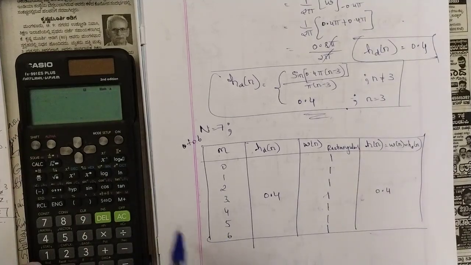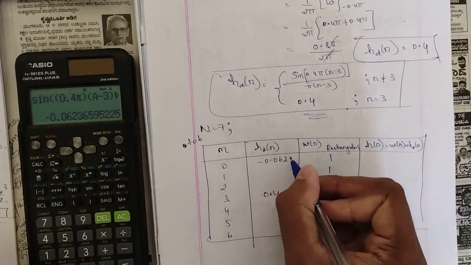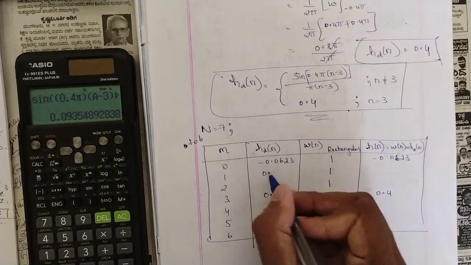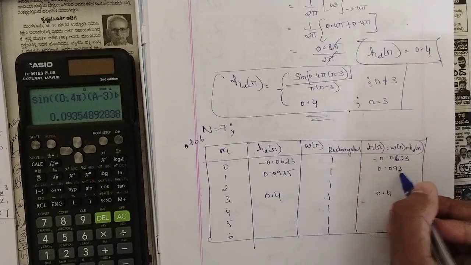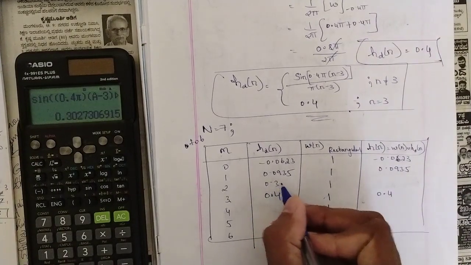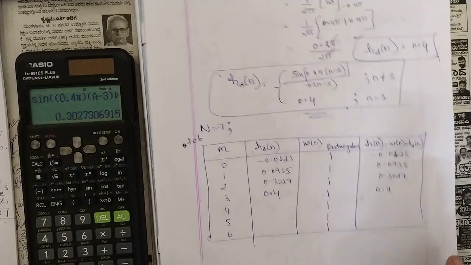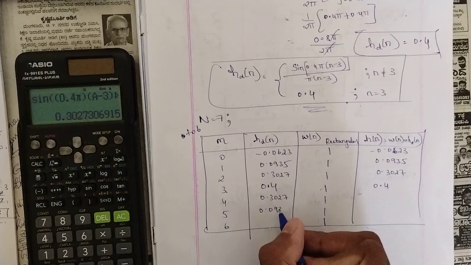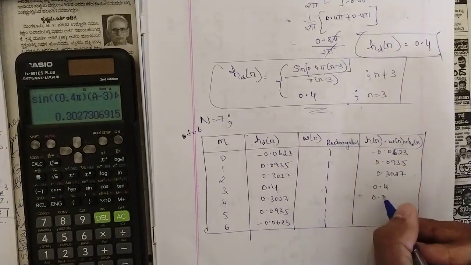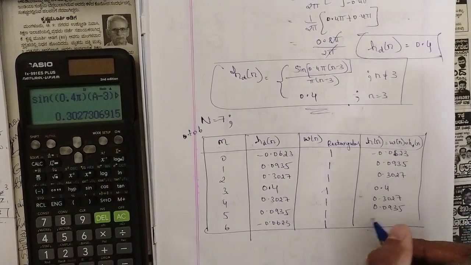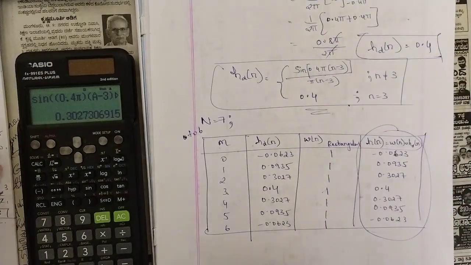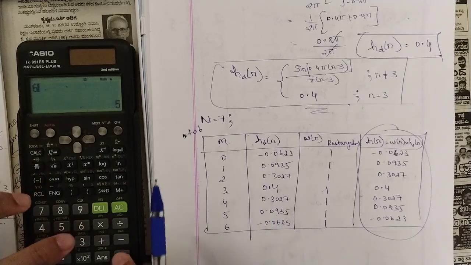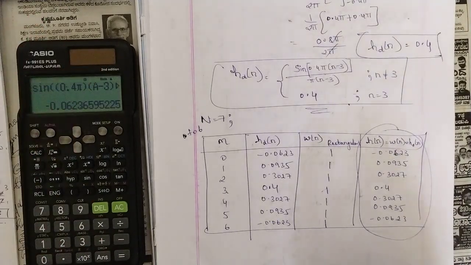Press the calc button. For n equal to 0 it is minus 0.0623, here also it is the same, and next value for n equal to 1, 0.0935. For 2, 0.3027. Next, for 4 it is a mirror image, so here it is 0.3027, 0.0935, minus 0.0623. So these are the values of h of n we have got. If you want, you can check it: for 4, 0.3027, for 5, 0.0935, for 6, minus 0.0623. Okay, so these are the values.